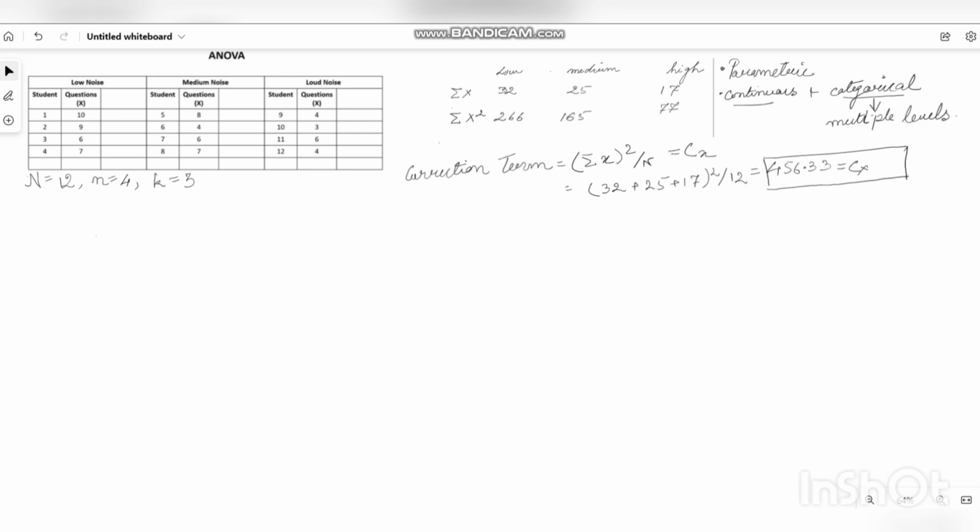How do we calculate the summation of x? Basically, we are summing up the number of questions solved by the students under each category. We are adding it up: 10 plus 9 plus 6 plus 7, that comes out to be 32. Similarly, the next category comes to 25 and then 17. What is summation of x square? We are squaring these terms up and then adding it.